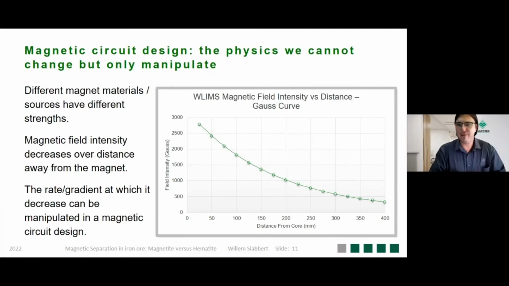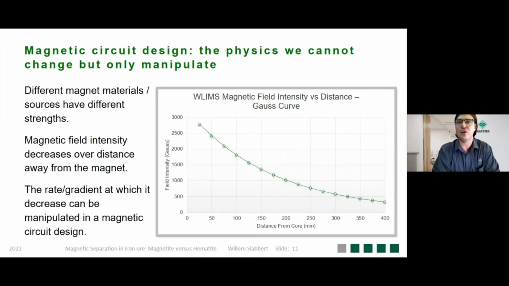So we know what we can influence as magnetic OEMs, but there are still some laws of physics that we have to comply with. The first one is that different magnetic materials or magnet sources will have different strengths. For example, barium ferrite is a commonly known ceramic magnet material used in the manufacturing of low-intensity magnetic separators, and the saturation capacity of that material is only around 2000 to 2200 Gauss.